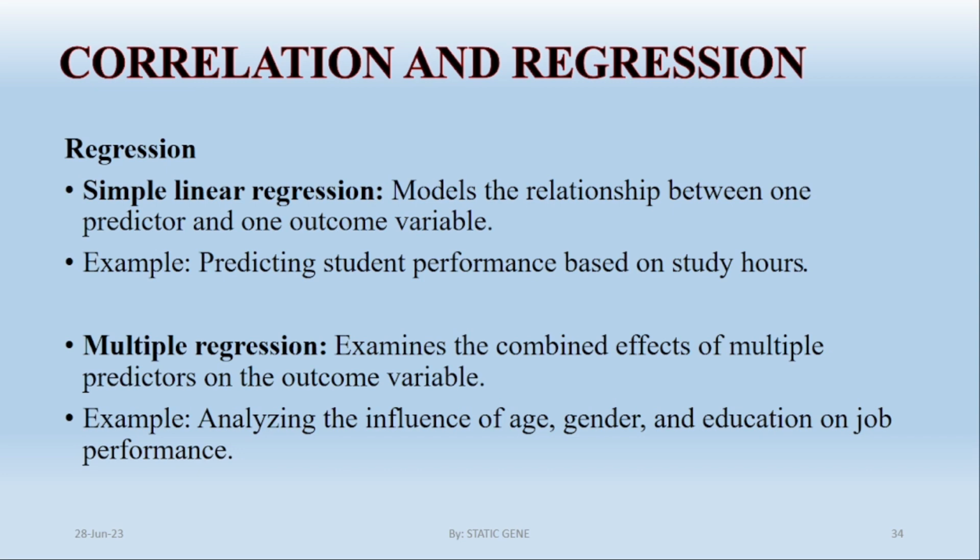But if you want to determine multiple effects on an outcome, then you'd want to do multiple regression. For example, if you want to analyze the influence of age, gender, education on job performance. Now, because you have age, gender, education amongst others as the independent variables and only job performance as the dependent variable or the outcome variable, then in this case you are going to use multiple regression.